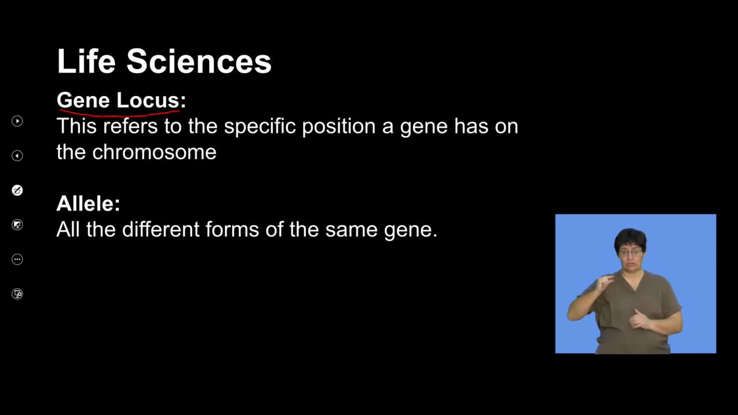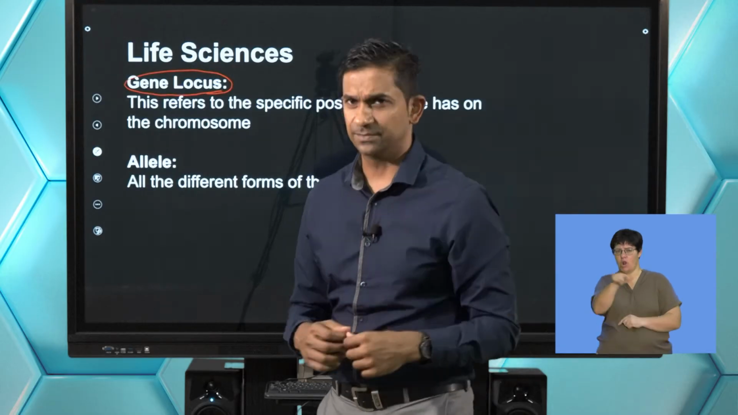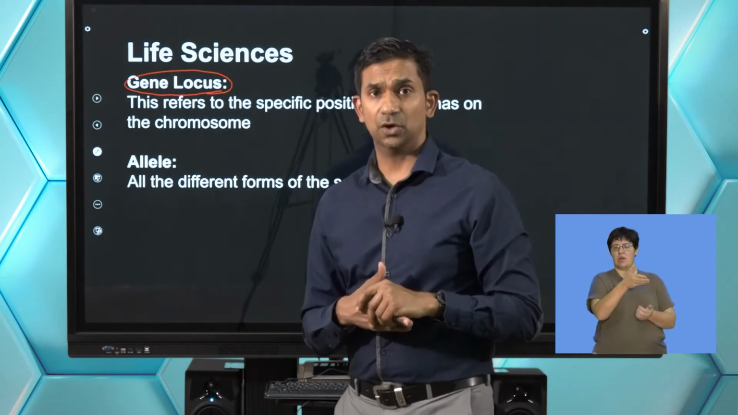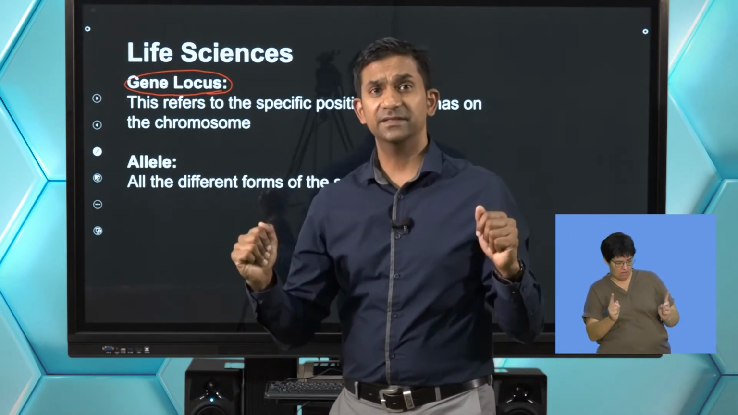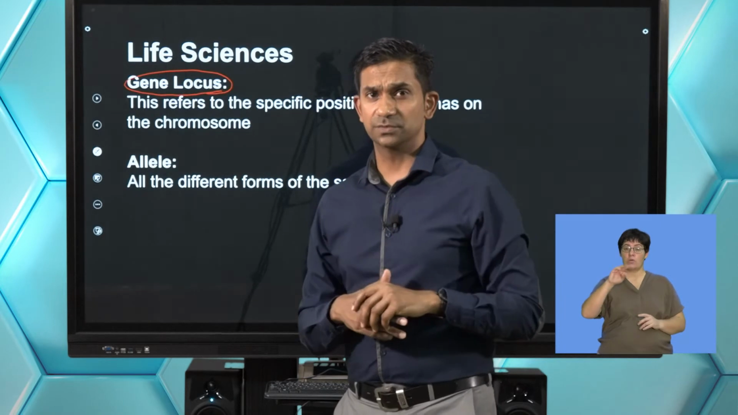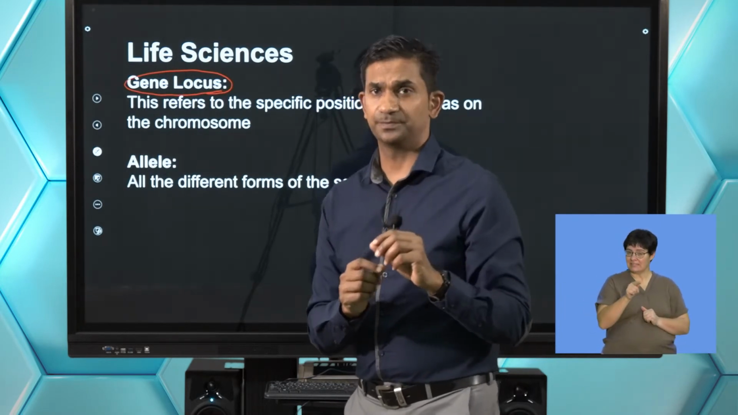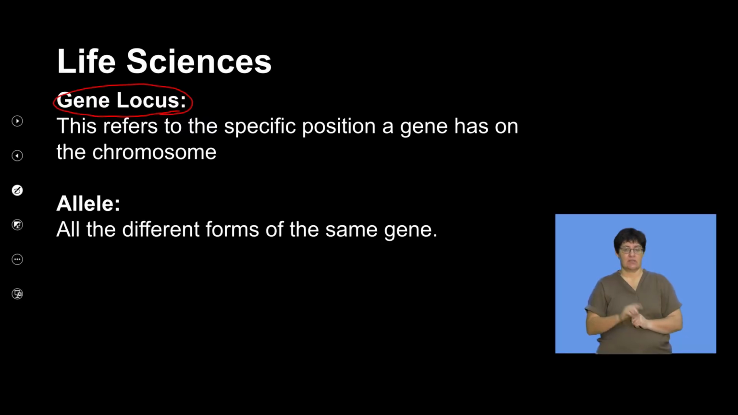The concept of a gene locus. The word locus is derived from the word location. We know that genes have a specific position that they occupy. They have a specific length, and they're found on unique chromosomes. That position of a gene on a chromosome is referred to as its locus. So the locus is the position of a gene on a chromosome.